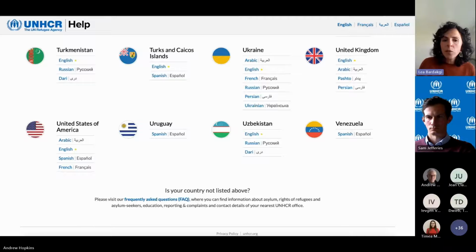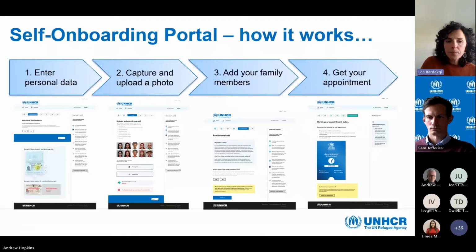So the digital gateway would be accessible through those sites, which means that they always have to go to the same place. Next, please. Now, the self-onboarding portal, which was rolled out last year, how does it work?